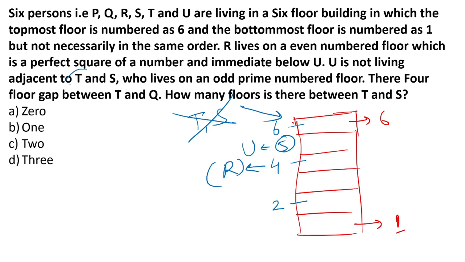So T and S. Who lives on an odd prime number? Okay, odd prime numbered floor. Odd prime number: 2 is a prime number, 3 is a prime number, 5 is a prime number. But 2 is not odd. 3 is odd. So T and S are on floor 3 or one of them is.